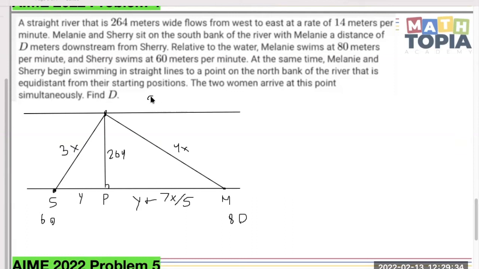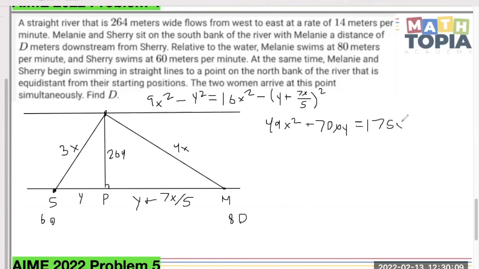So 9x squared minus y squared is equal to 16x squared minus (y plus 7x over 5) squared. And if we simplify things a little bit, if we expand this square and subtract 9x squared from here to get 7x squared over there, and in general just move things around, we'll very quickly end up with 49x squared plus 70xy is equal to 175x squared.